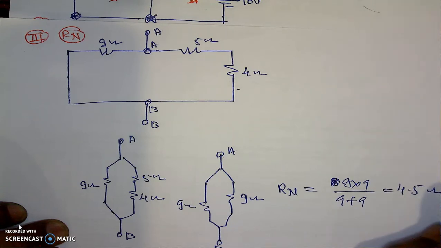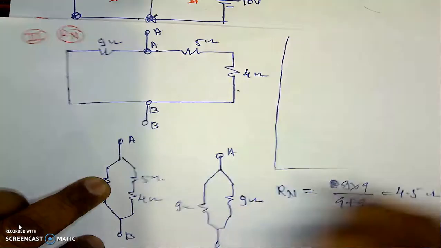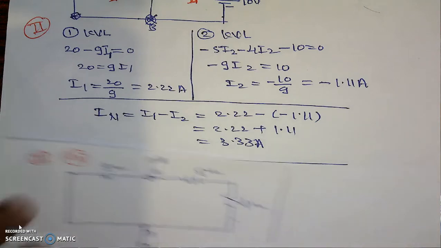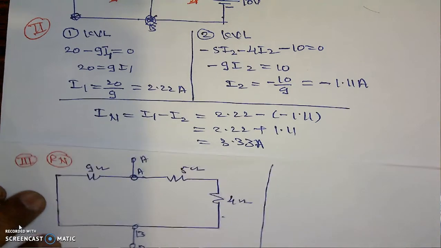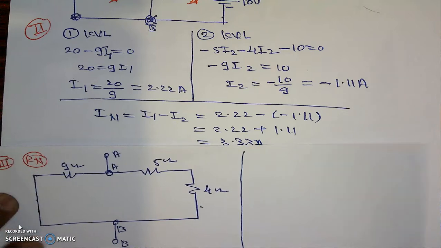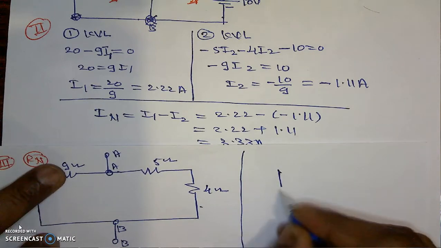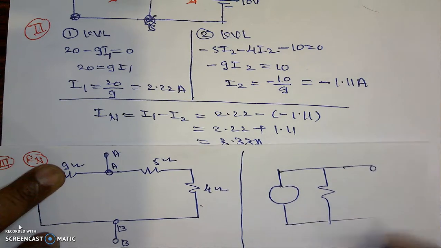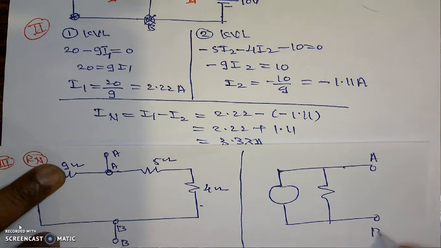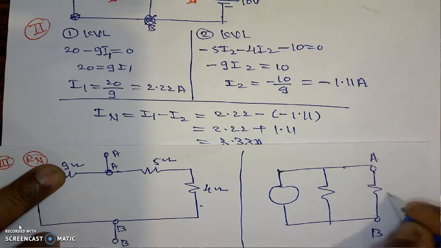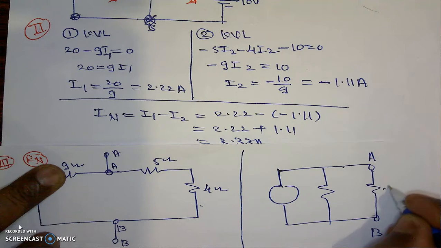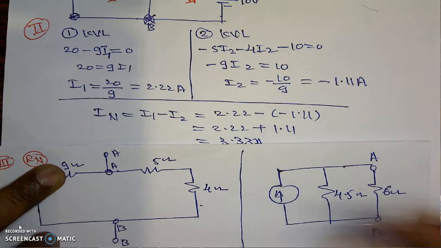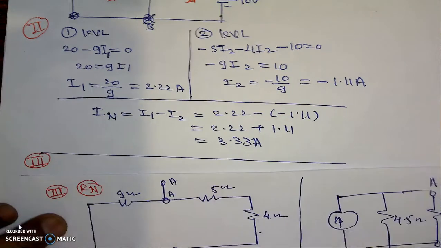Now we know the two values, Norton's current and Norton's resistance. The Norton's current which we have calculated is 3.33 amperes. Then the complicated network will be replaced by the Norton's equivalent network, something like this. This is the A terminal, this is the B terminal, here is the load resistance, which in this case is 6 ohm. This is 4.5 ohm, and here this will be the current, which is 3.33.